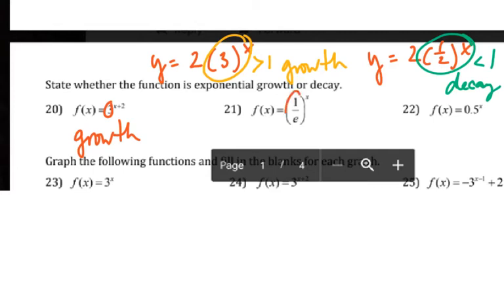21 is written like a fraction. 1 over 2 point whatever is still a decay because that's still a fraction. 22, .5 is the same as 1/2. 1/2 is a fraction, so this is a decay. Okay, 23.